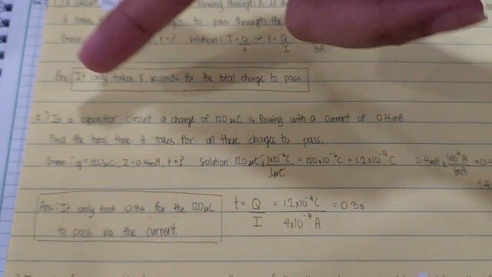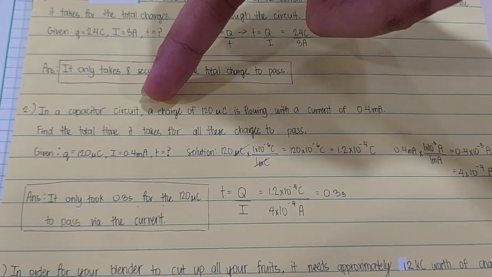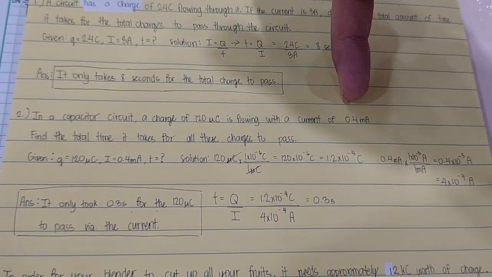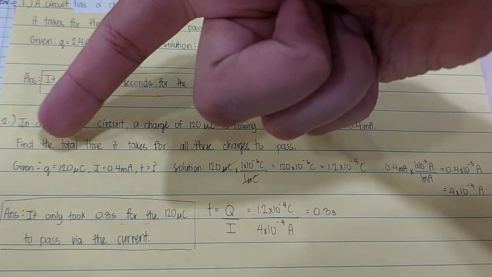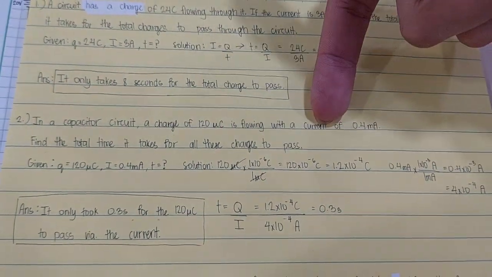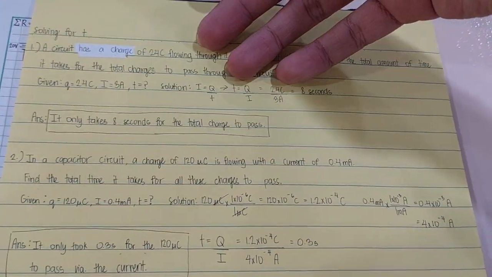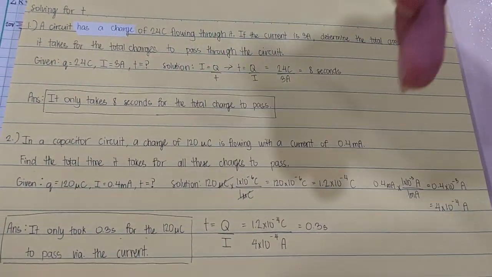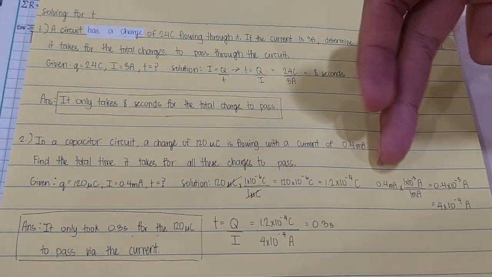Next problem. In a capacitor circuit, a charge of 120 microcoulombs is flowing with a current of 0.4 milliamps. Find the total time it takes for all these charges to pass. This is a similar problem to the last time. The only issue here is that we're given units that aren't originally coulombs or amperes.